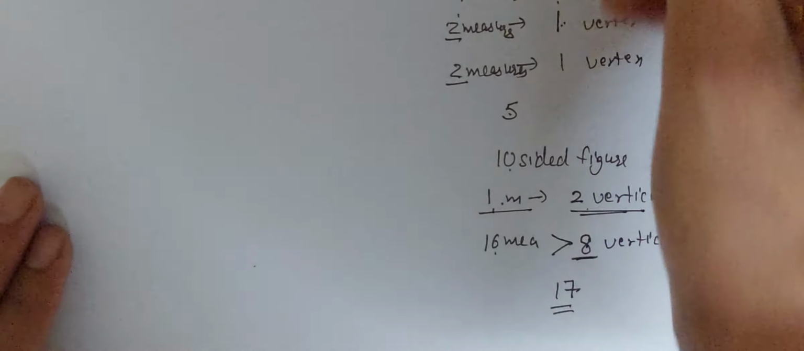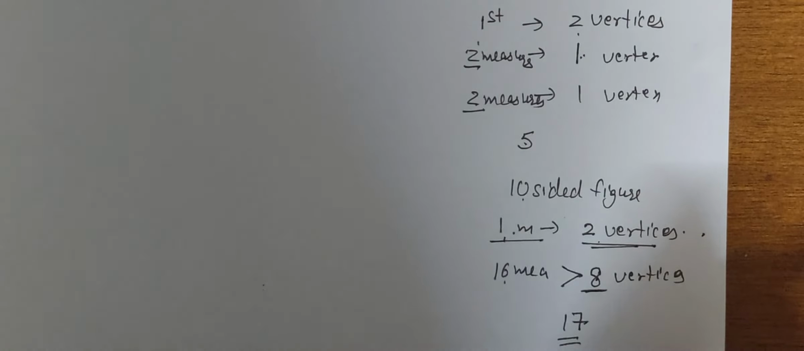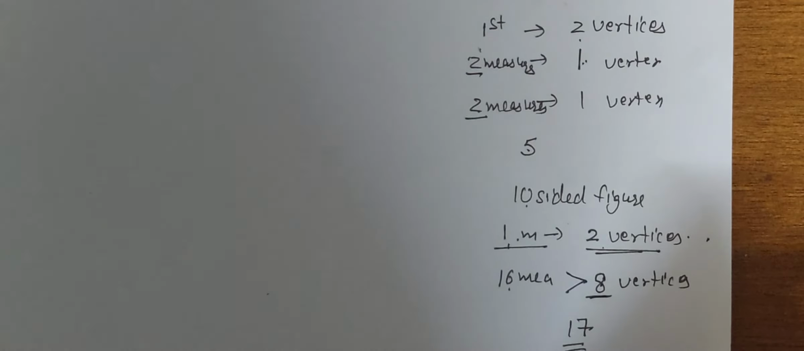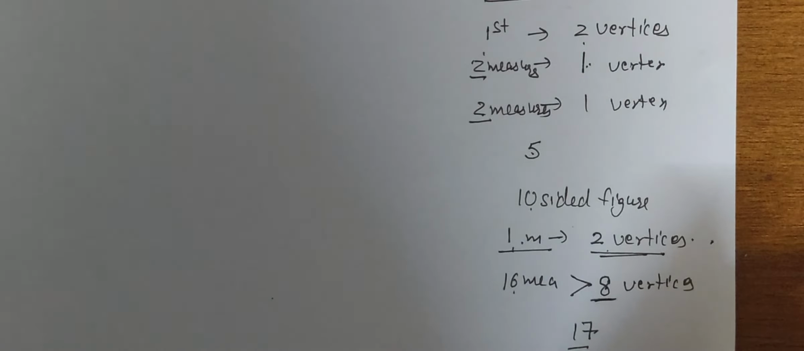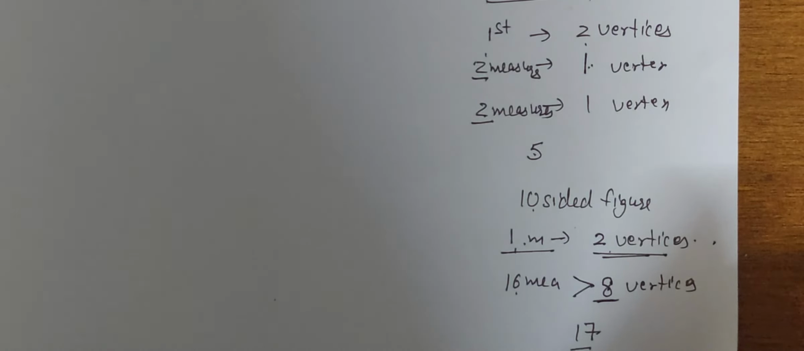Okay, just see the algorithm, how many measures are needed for each type of figure, 2-sided, 3-sided, 4-sided. If you observed some general pattern in terms of n, then just comment in the comment box.